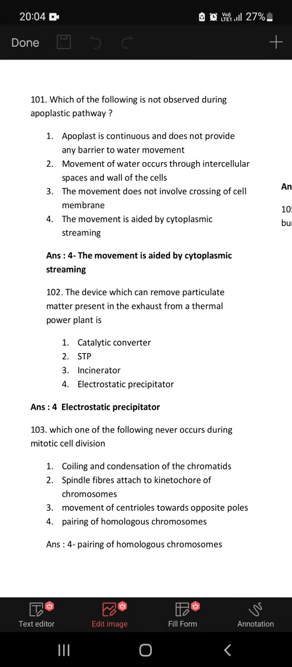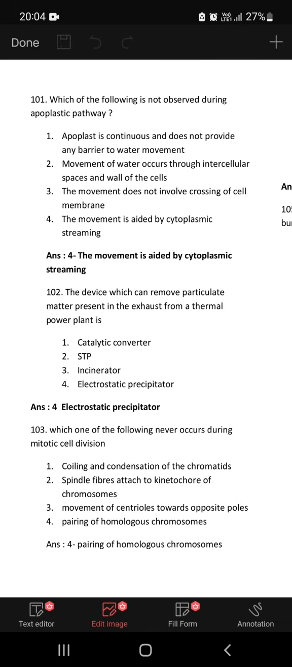The movement is aided by cytoplasmic streaming. This is the wrong statement. The apoplastic movement is not aided by cytoplasmic streaming; rather, symplast movement is aided by it. So the incorrect statement here is: the movement is aided by cytoplasmic streaming.